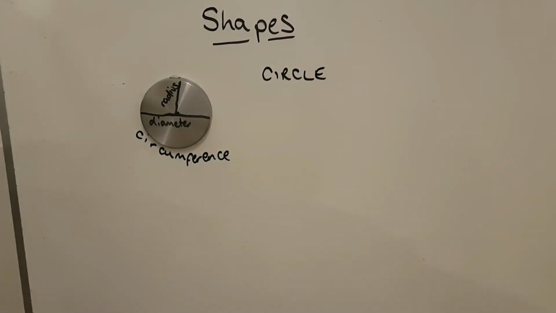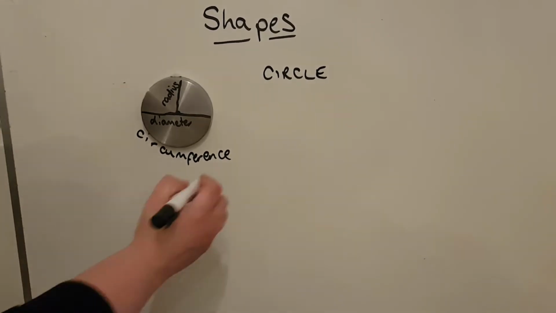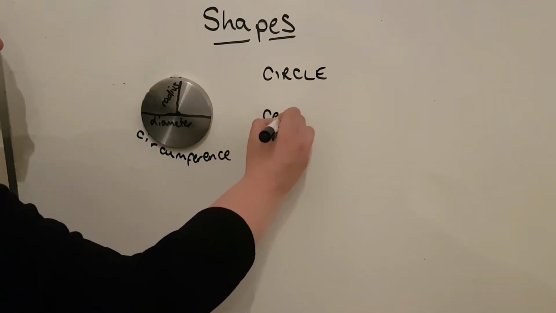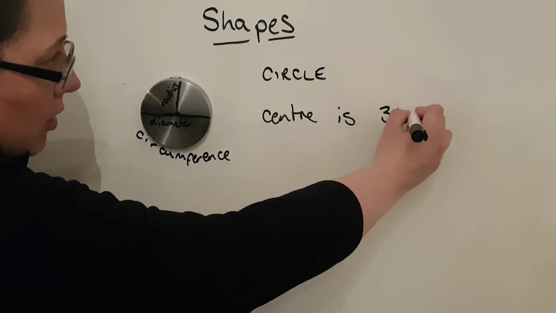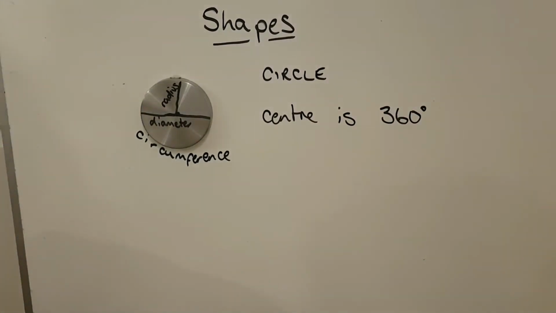In general, you might say it's got one side, just round the outside, and the angles at the centre are 360 degrees, right, round the middle of the circle. And that's about all we can say about the circle. You can't say how many lines of symmetry there are because there's an infinite number of lines of symmetry in a circle.